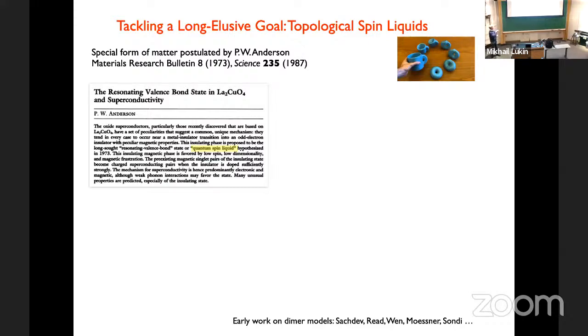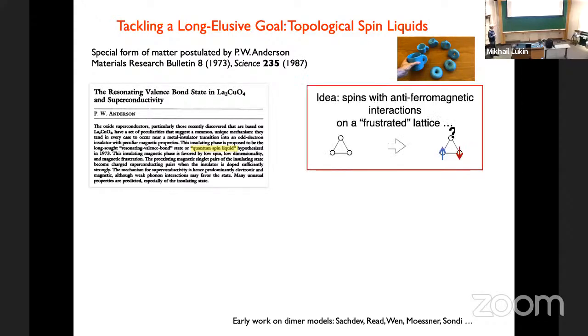So this first paper was in some kind of proceedings, the Materials Research Bulletin, but it turned out this visionary idea had a lot of inspiration, and it really became a big field in condensed matter physics. Fundamentally, the idea is the following. Suppose you have a system which is frustrated in some way. For example, suppose you have an antiferromagnetic system on a triangular lattice.